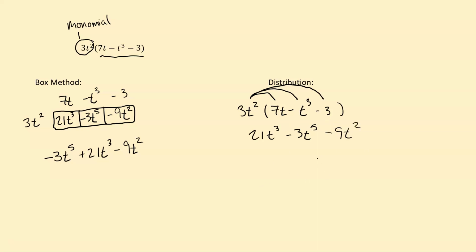And once again, we want to order this from highest power to lowest power. So we'd say negative 3t to the fifth plus 21t cubed minus 9t squared. So again, make sure you write all of these things down. And for this one, you might want to say that the distribution method is a little more straightforward because we're just distributing a monomial.